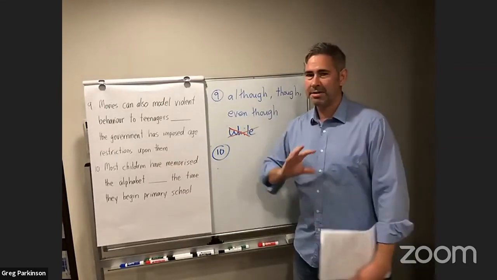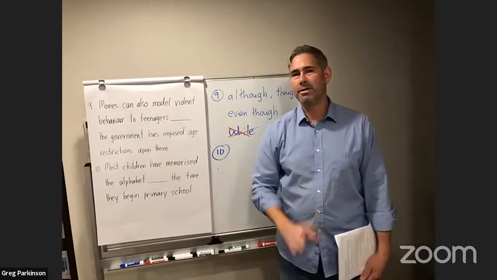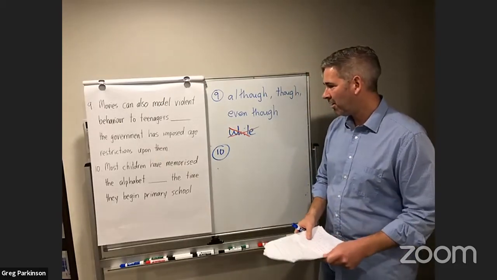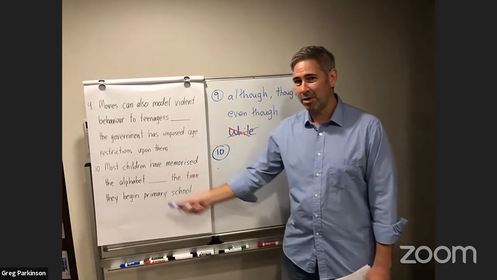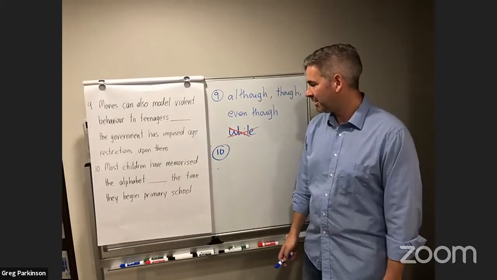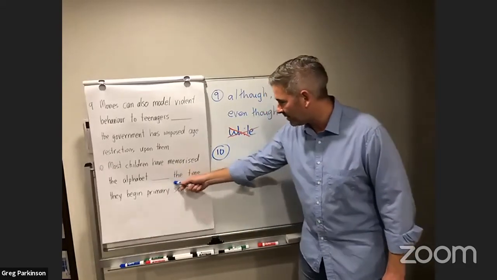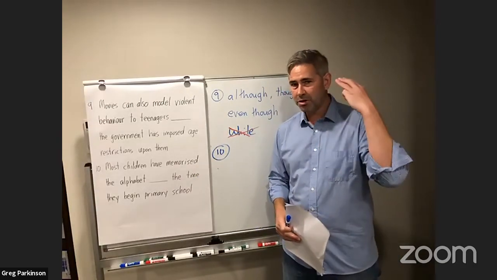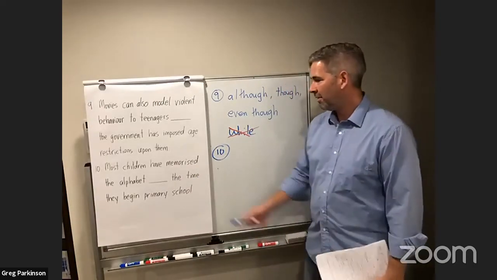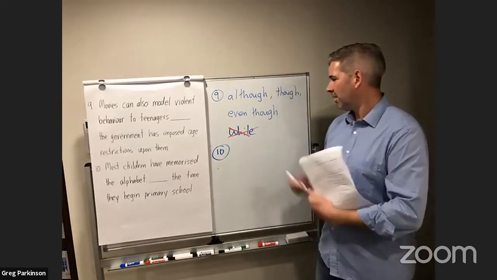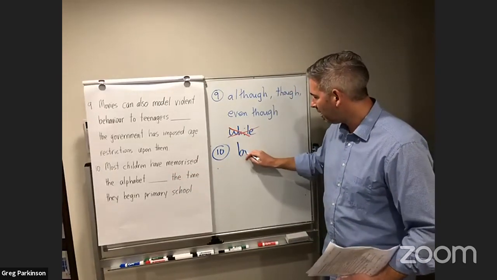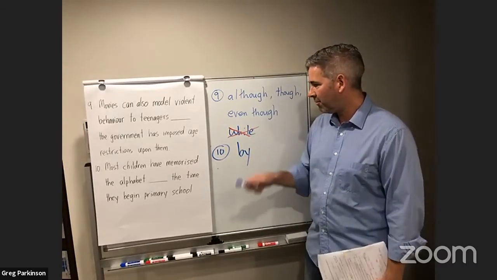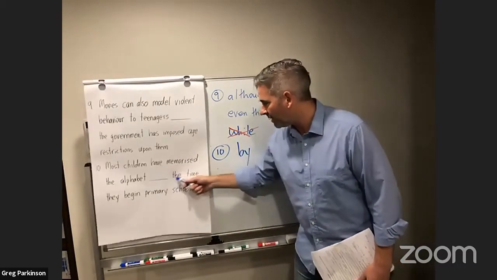another one which relates to the essay that we did on early reading skills. Most children have memorized the alphabet. Now, this is a tough one as well. This is a set phrase, and it relates to this part here. This means a group of words which have to be used together. There's only one answer for this. And if your answer is by, well done. So most children have memorized the alphabet by the time, right?